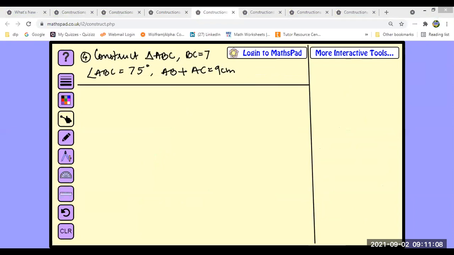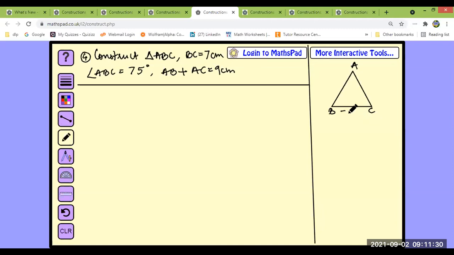We start with drawing out a rough diagram. We have to construct triangle ABC. So label it as ABC. I hope you all are drawing it out with me. Do the constructions with me so that you can save your time. No need to do it later. BC is 7 centimeters. So here we mark or label BC as 7 centimeters.